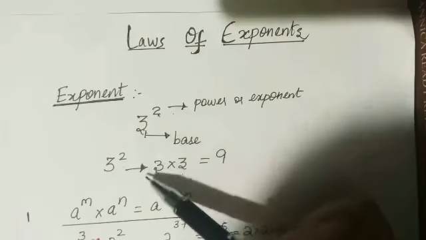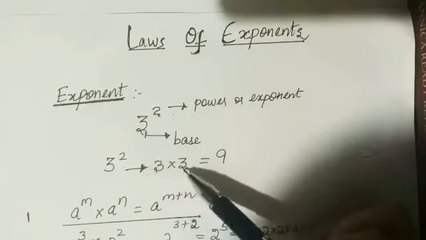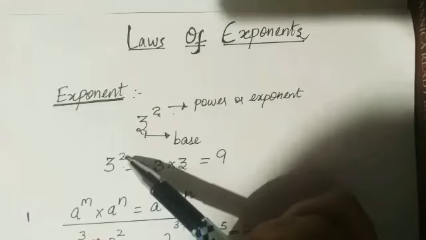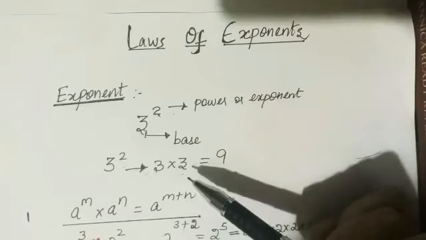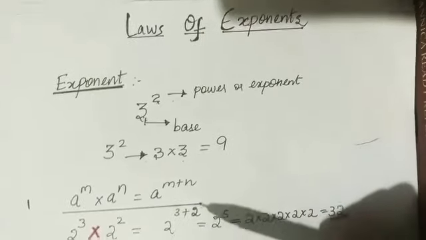And how is it written? 3 raised to the power 2 is written as 3 into 3. What is 3 into 3? It is 9. How is 3 raised to the power 3 written? 3 into 3 into 3. Alright, so let's go to the first law.